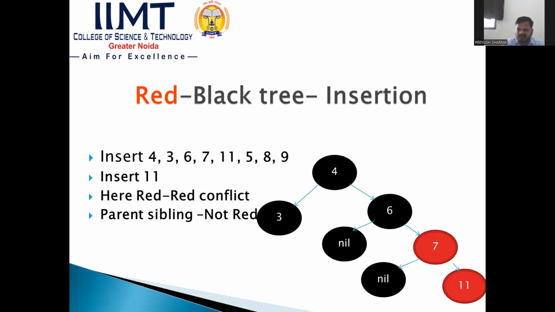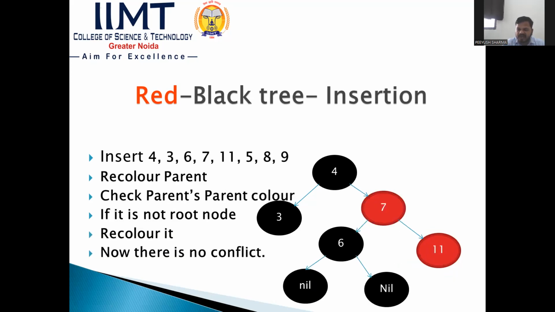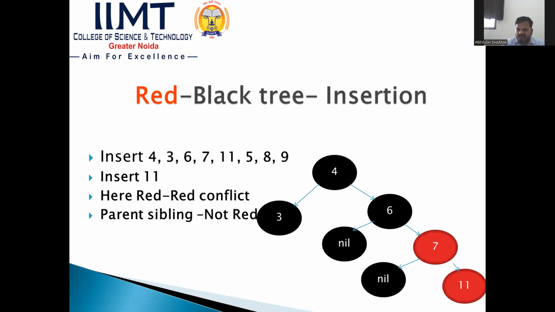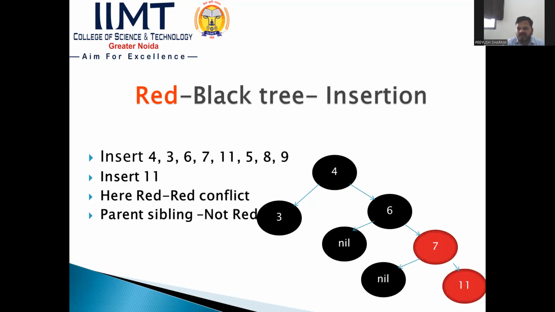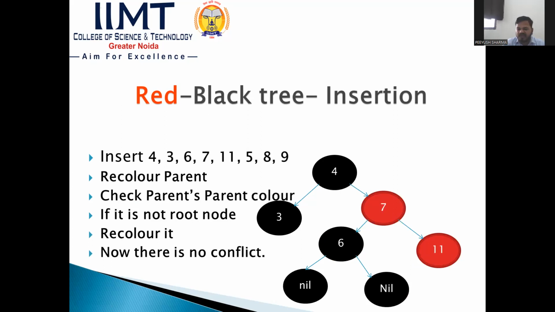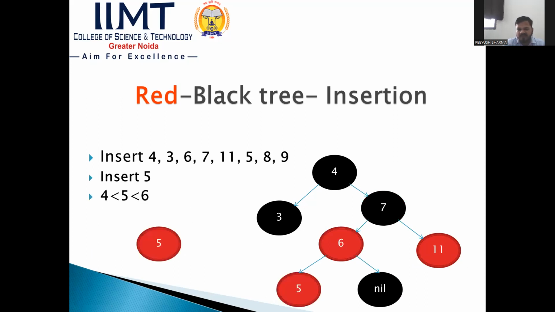So in which direction do we rotate? Left direction. So 6's place will be taken by 7, 11 stays in its place, and 6 goes to the left of this 7, and after rotating we recolor, right? Similarly, we insert 5, and 5 will go to 6's left. Again there is a red conflict. The newly inserted node is 5, its parent is 6, and 6's sibling is 11, which is of red color. So what will we do? Simply recolor.